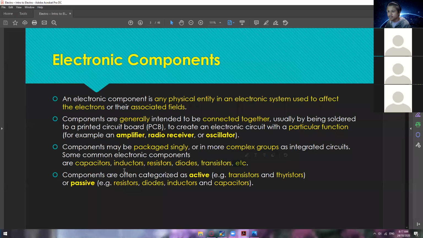Lastly, components are often categorized as active or passive. For active, we have transistors and thyristors. For passive, those are the resistors, diodes, inductors, and capacitors, and many more.